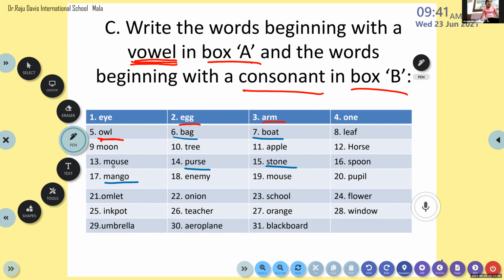Enemy. Very good. So in which box we have to write enemy? Box A. Why? E. Yes. E is a? Vowel. Very good. So E is a vowel. So we have to write in box A. So let me see whether ma'am has changed the ink or what. We have to write in red ink.